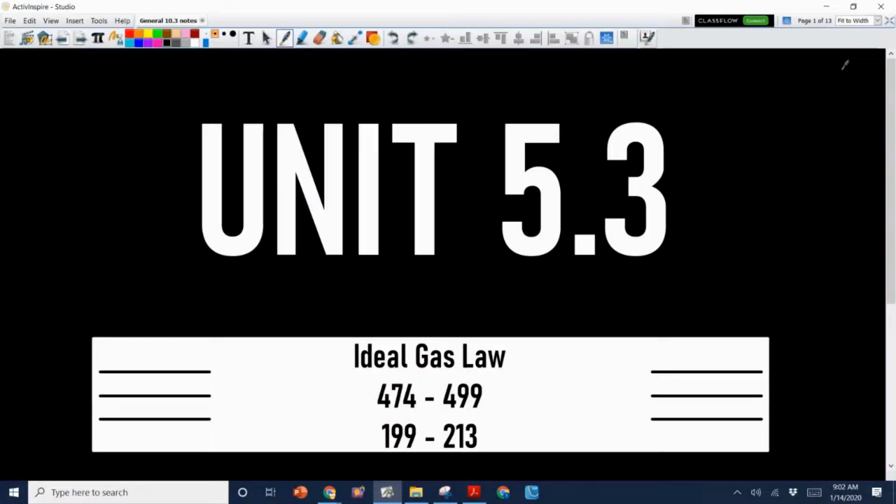This is Unit 5.3, and this is Ideal Gas Laws. The pages in the book you need to read are 474 to 499, and the workbook pages are 199 to 213.